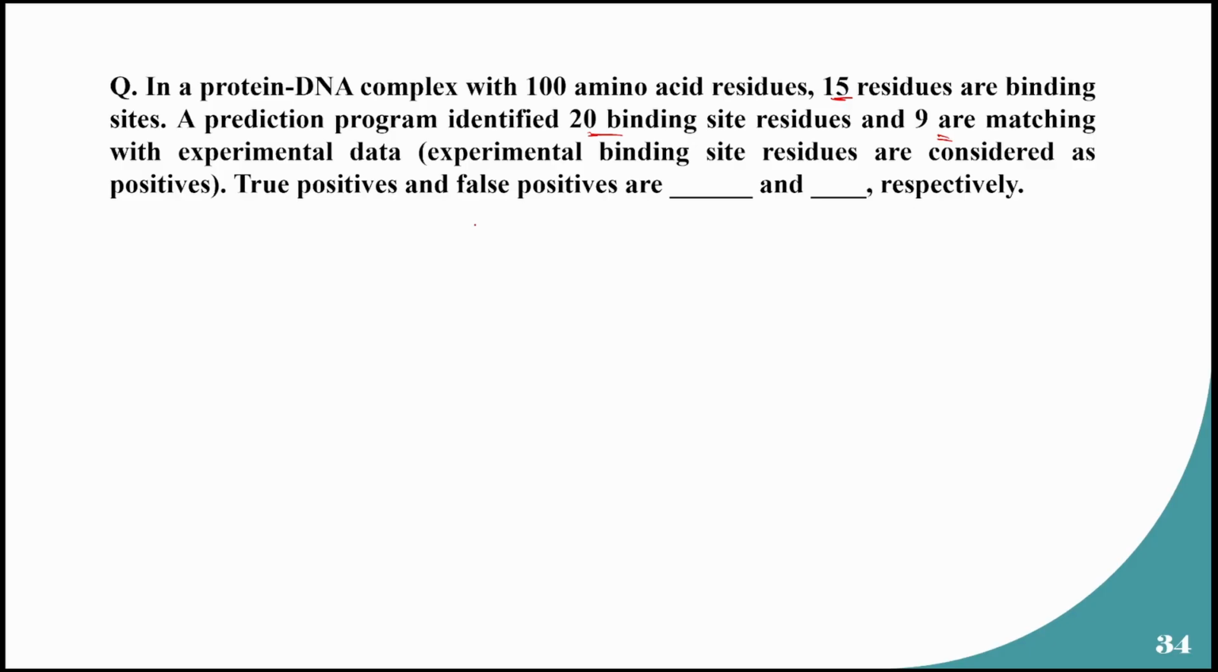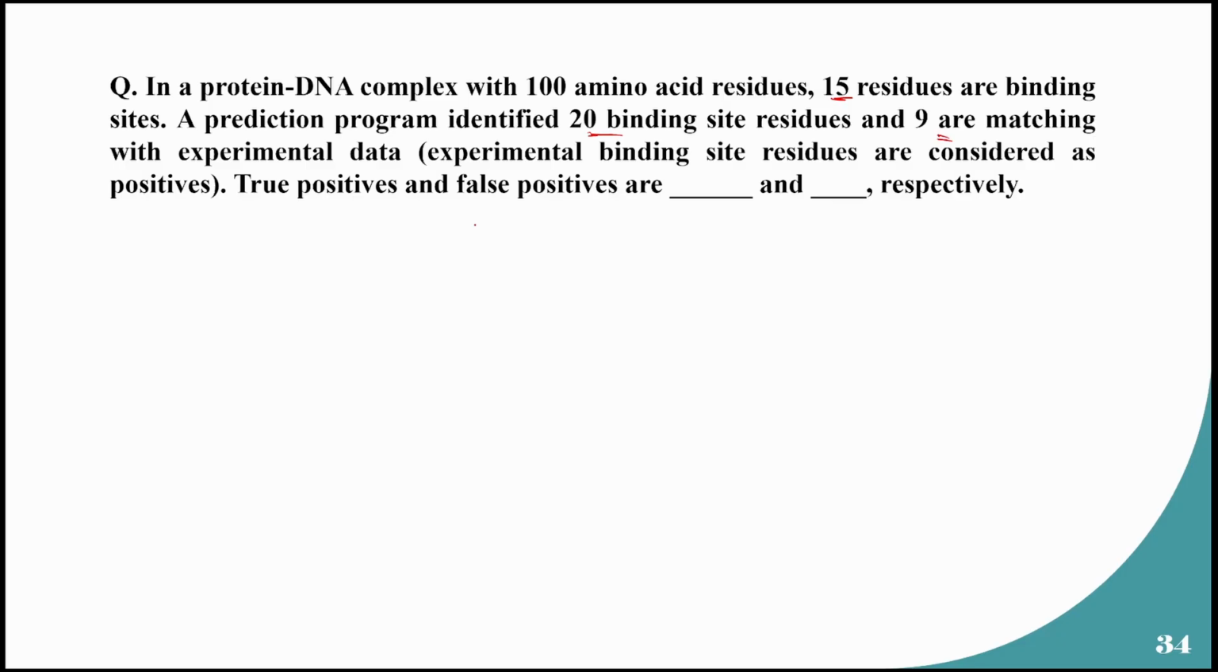Sir, I didn't understand the question quite well. Yeah, so basically you have a protein DNA complex, right? So some amino acids of the protein are binding to the DNA. Now, you have built a program that tries to predict which amino acids of this protein will be binding to the DNA. Now, you already have a protein DNA complex known, and it has a total of 100 amino acid residues, of course.